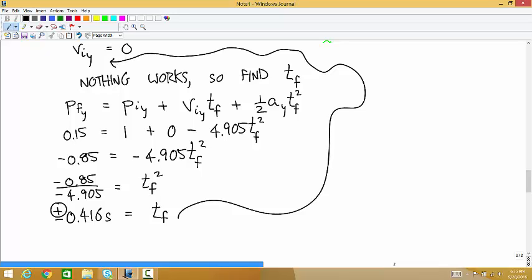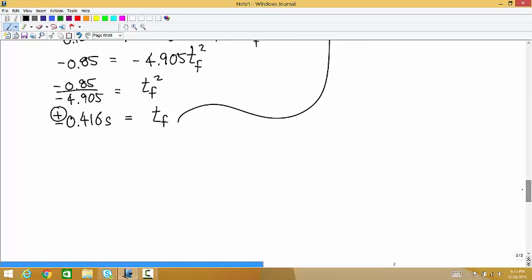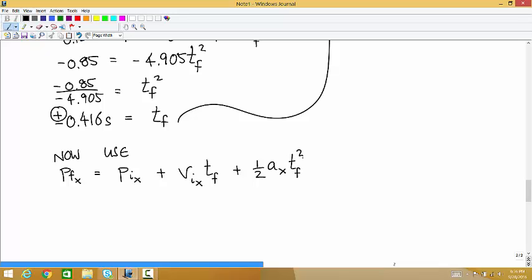And now we can look for an equation. Now that we have more information, hopefully we can find an equation that will give us what we're looking for. So now we can use PFX is equal to PIX plus VIX TF plus 1/2 AX TF squared.